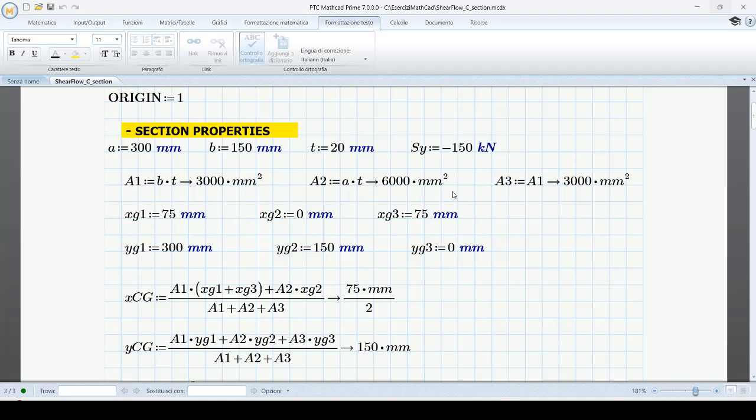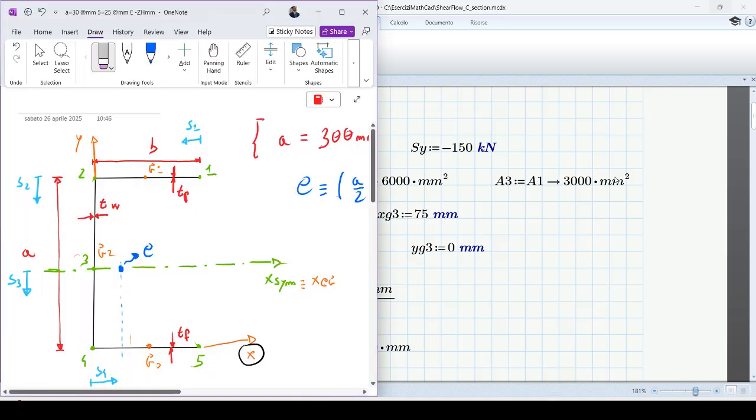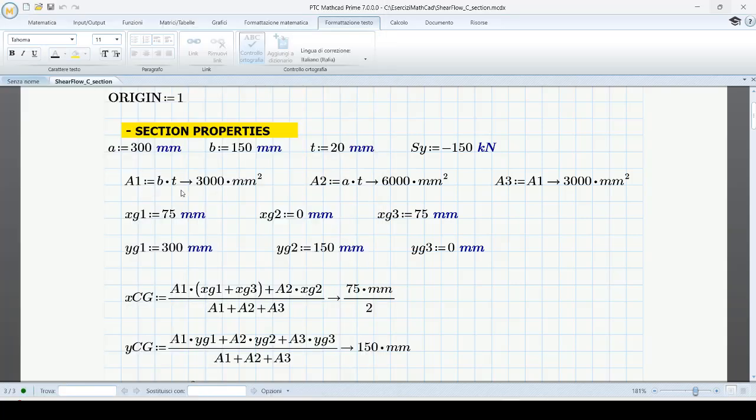A1, A2 and A3 are the areas of the three rectangular shapes of which this section is made: first, second, and third rectangular shape. Where you see G1, G2, and G3, these are the centroids of each rectangular shape. A1 is the first area, A2 is the second, and A3 is clearly equal to A1. b times t is the simple area of the rectangular shape.